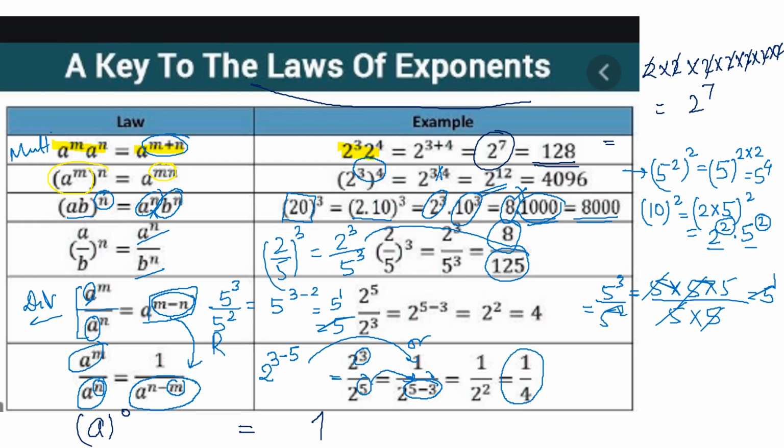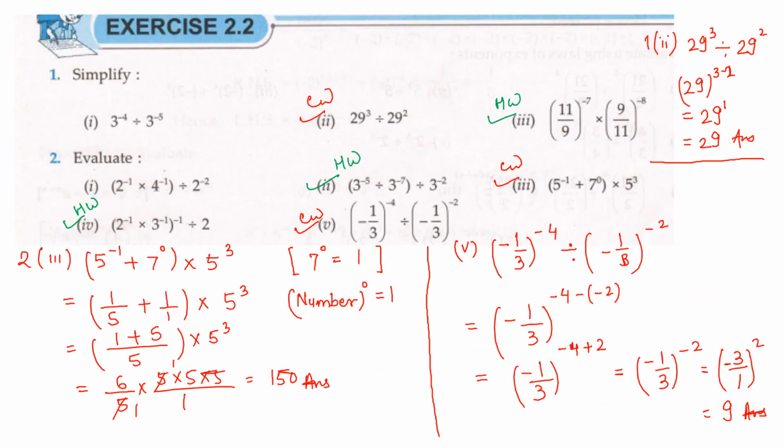One very important thing: any number to the power 0 is always 1. Any number, 15 to the power 0 will be 1. 7 to the power 0 will be 1. 100 to the power 0 will be 1. You have to remember it. Clear? Very important. So let us move to exercise 2.2.